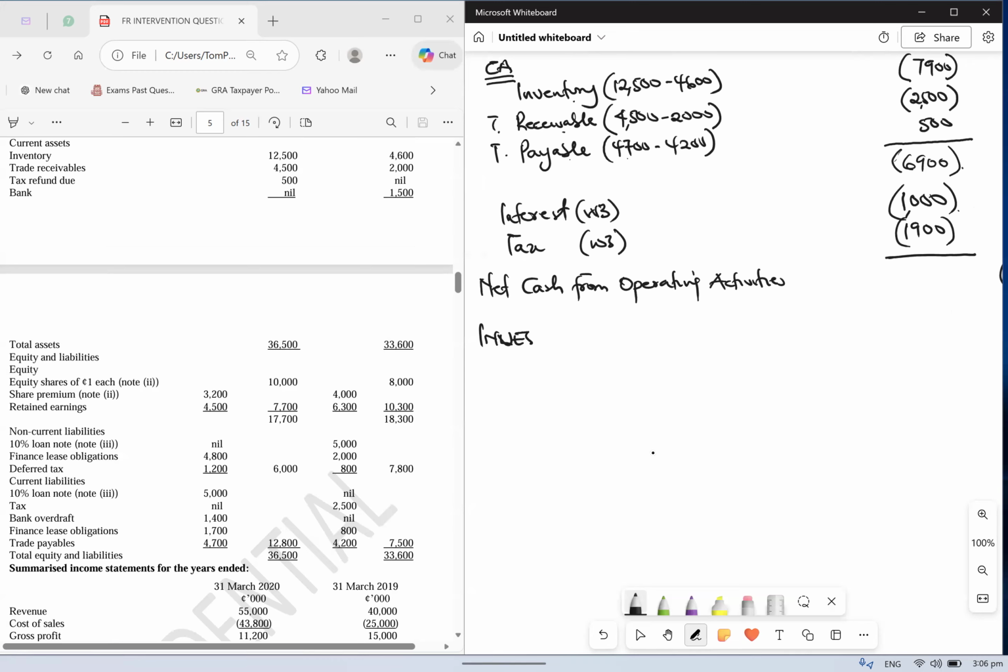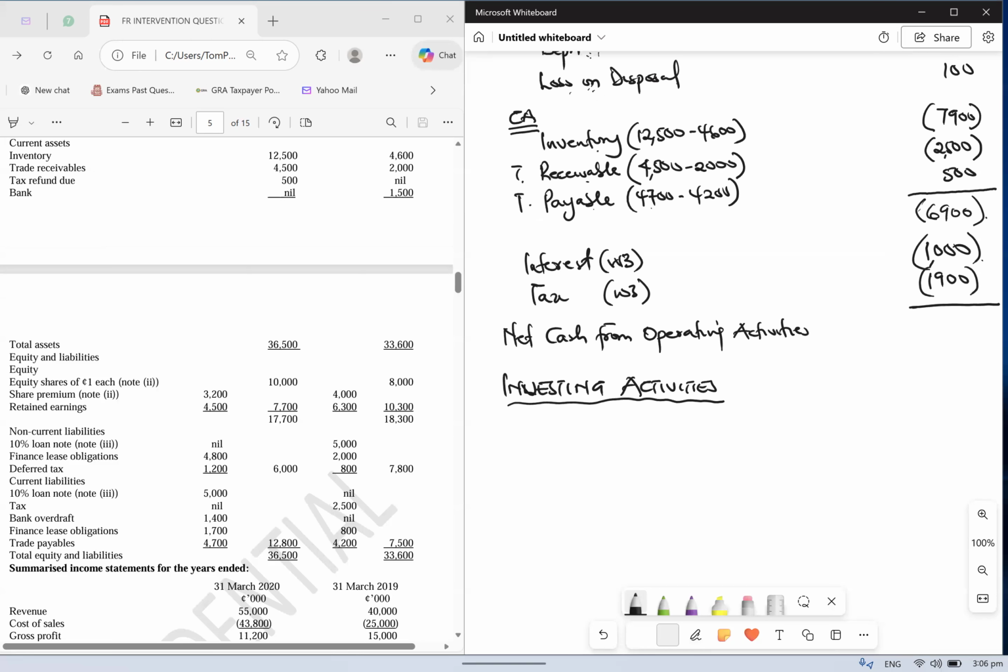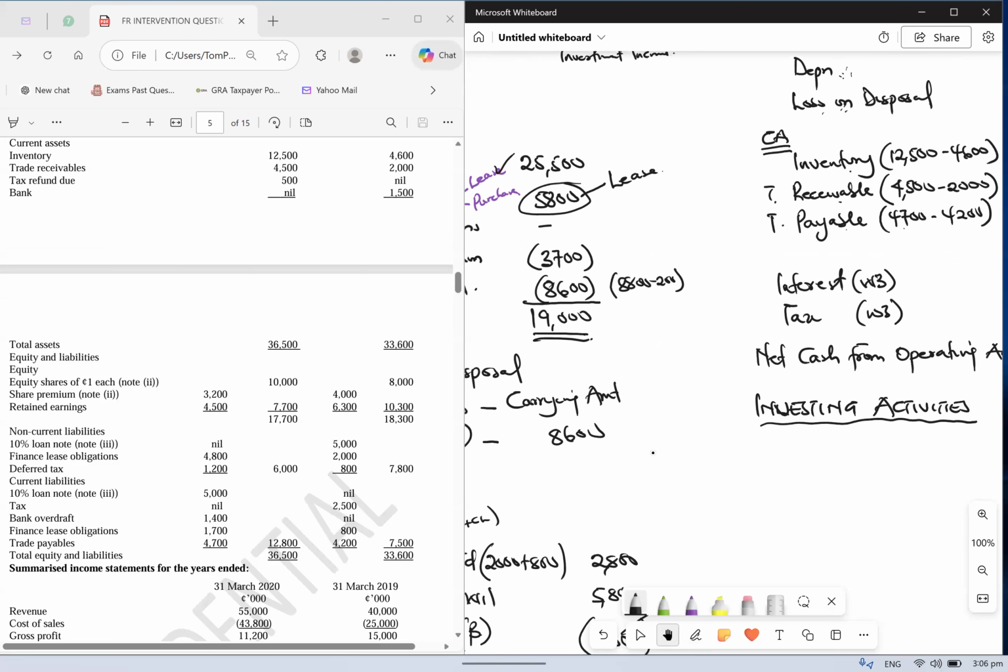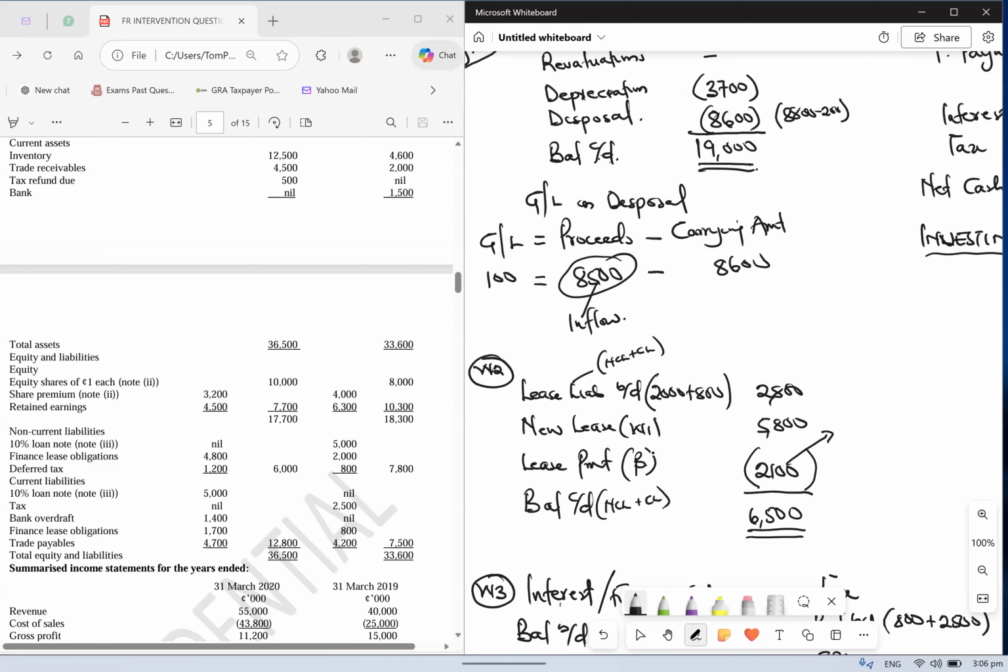We said for investing activities, which areas should we be looking at? The NCA, right? Changes in the NCA. Yes. Okay, but we've done it already. We've done the NCA already, and we saw that there was proceeds from sale. This is it. There were proceeds from sale. And we also paid a lease. So that is what you will see there.